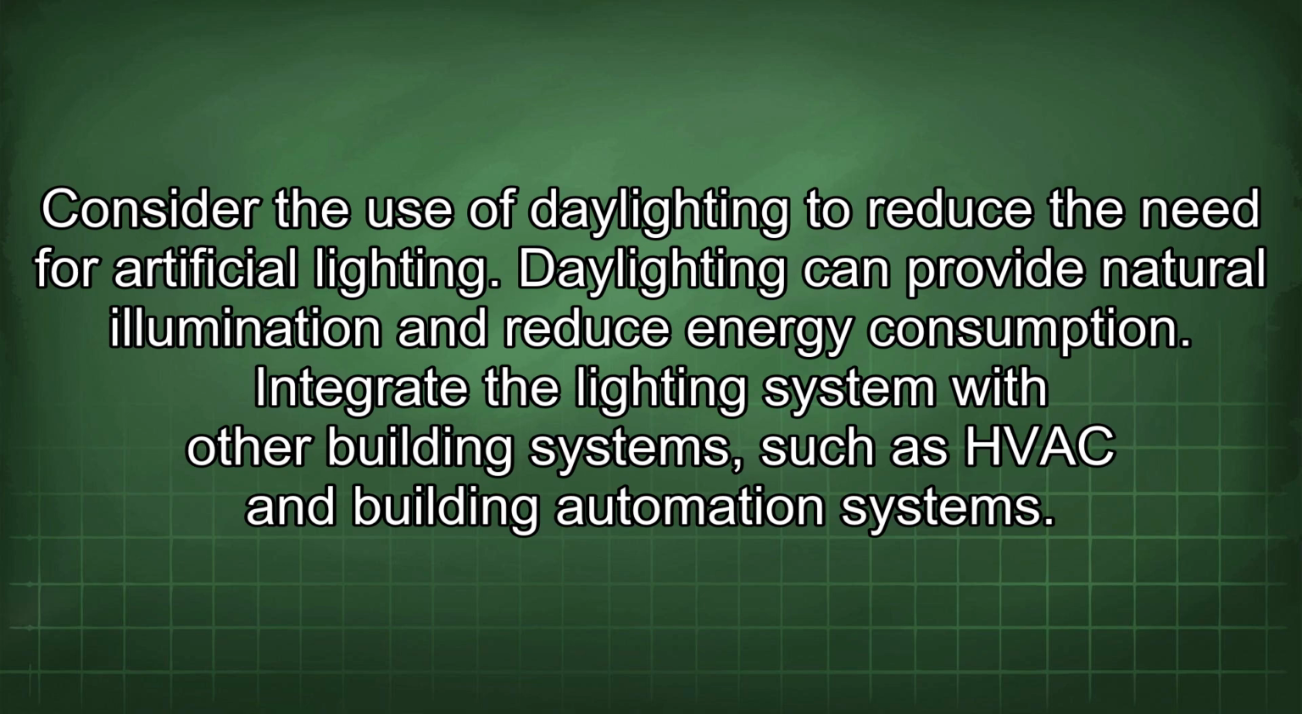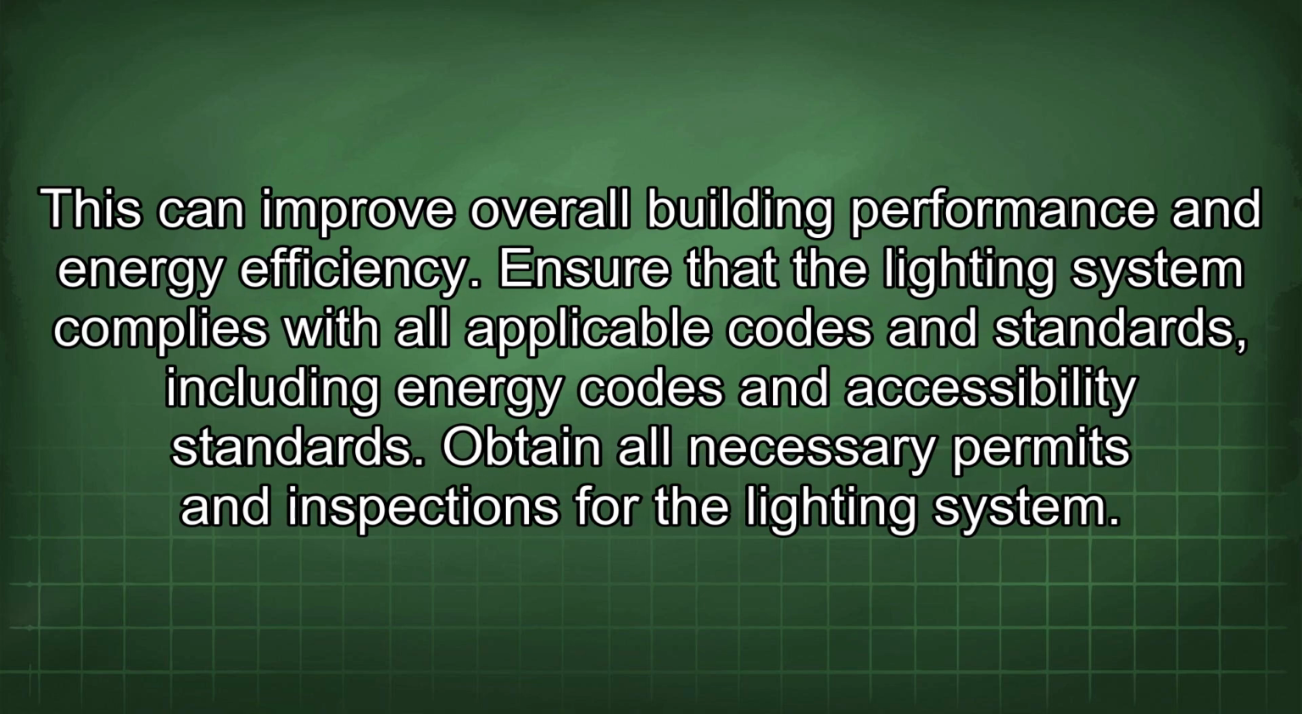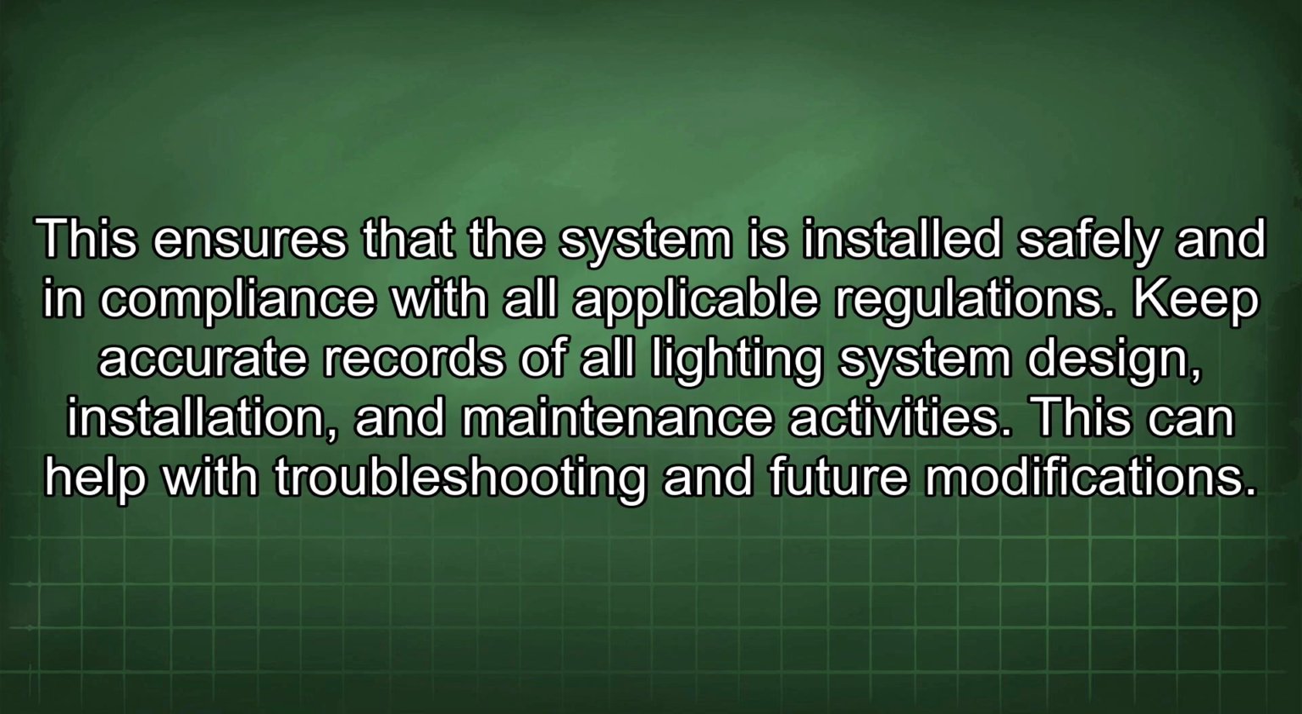Integrate the lighting system with other building systems, such as HVAC and building automation systems. This can improve overall building performance and energy efficiency. Ensure that the lighting system complies with all applicable codes and standards, including energy codes and accessibility standards. Obtain all necessary permits and inspections for the lighting system. This ensures that the system is installed safely and in compliance with all applicable regulations.